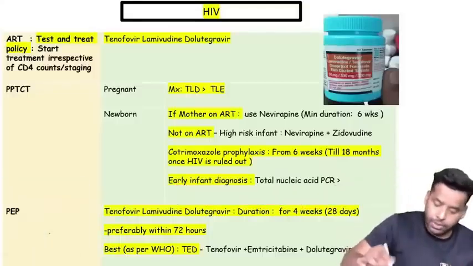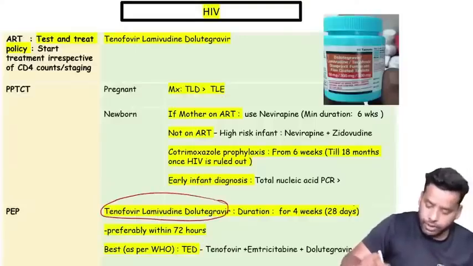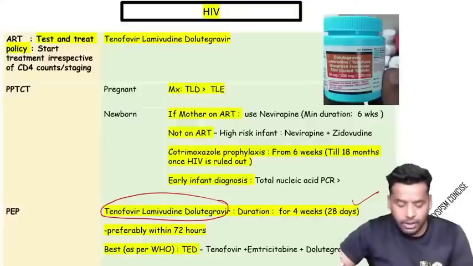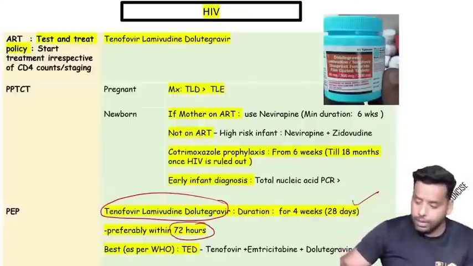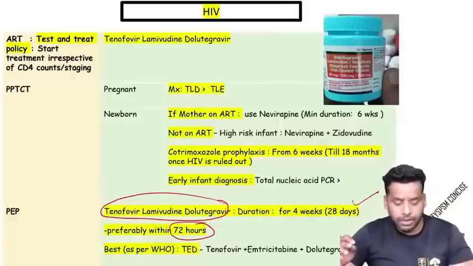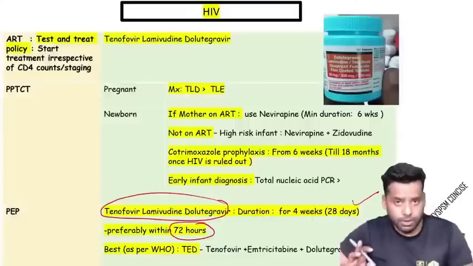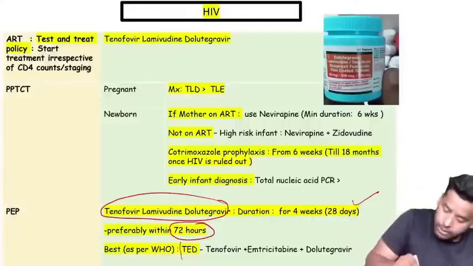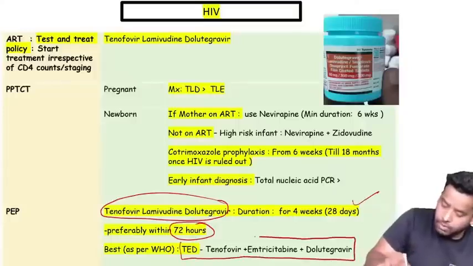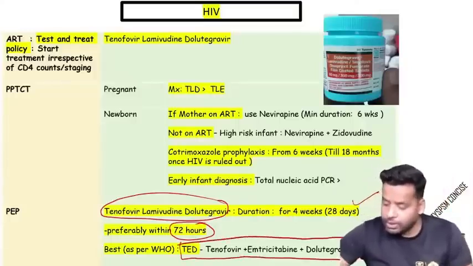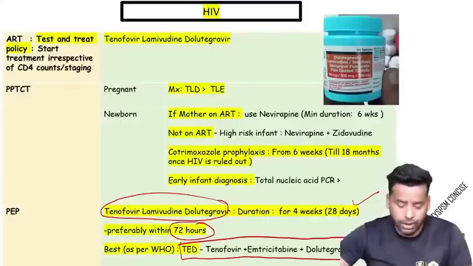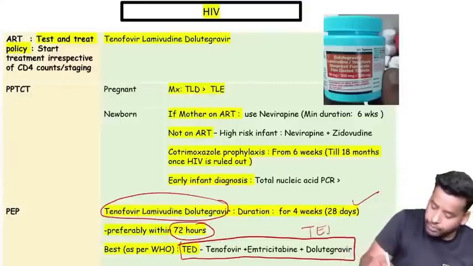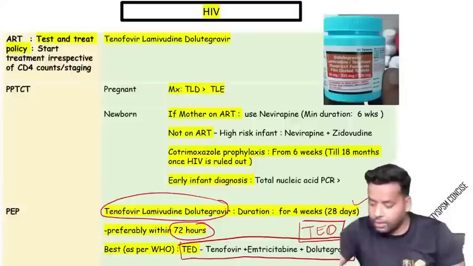After exposure, for post-exposure prophylaxis, we can use TLD for 4 weeks. Everywhere it is TLD. The upper limit for starting PEP, post-exposure prophylaxis, is within 72 hours. But according to WHO, see the words properly. What is the best combination? If you are exposed to HIV body fluid, what is the best according to WHO? TET combination.